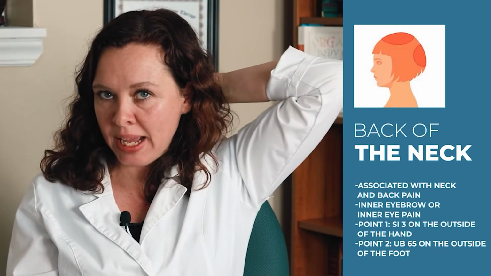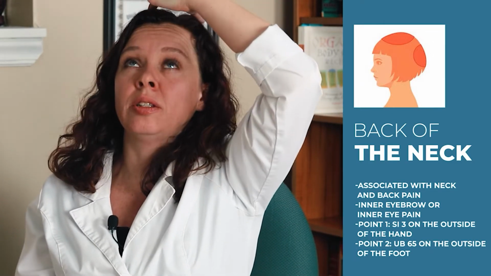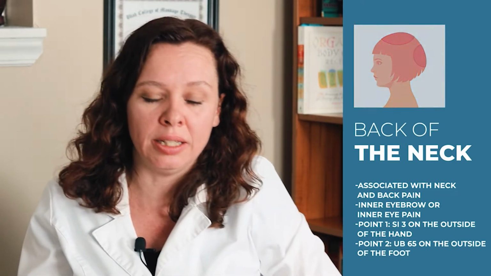These headaches are often associated with neck pain, neck tension, maybe upper back and shoulder tension. Sometimes these headaches can also come right across the top of the head into the eyebrows or even down into the inner part of the eyes. So there are 2 really effective points for treating this type of headache.